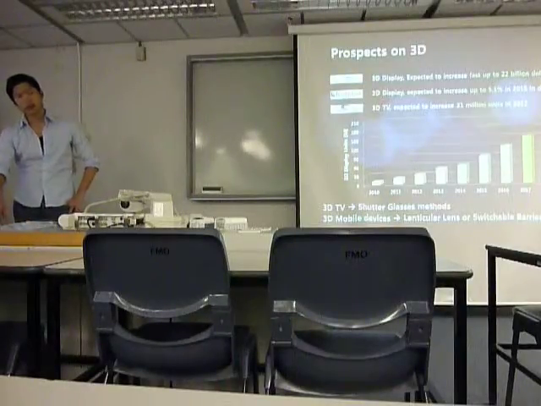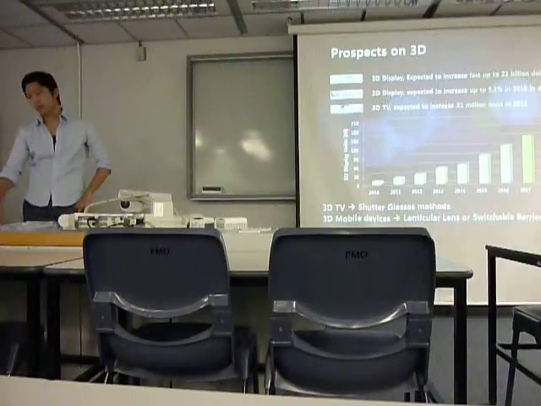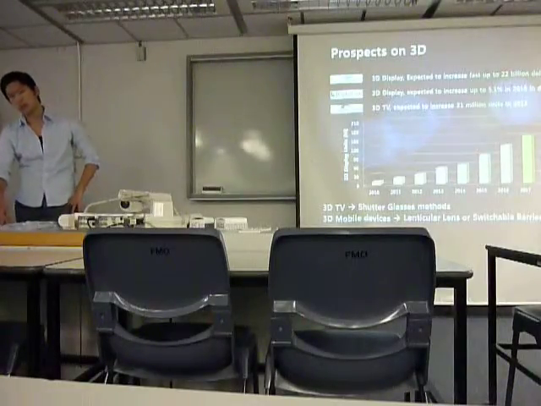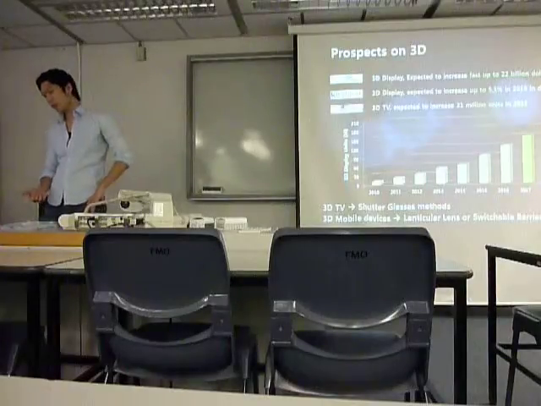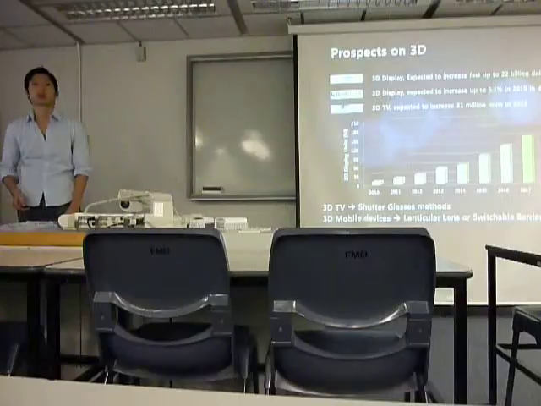On the TV, shutter glass methods are usually used in the TV industry, but for mobile devices, since only one person uses the mobile, it uses the lenticular lens or switchable barrier, which requires no glasses.